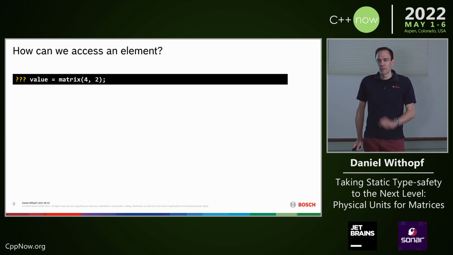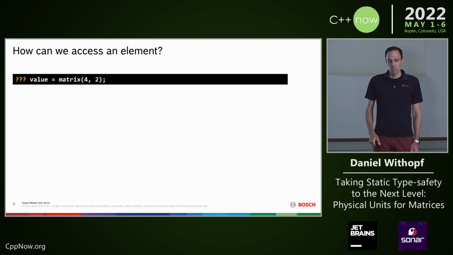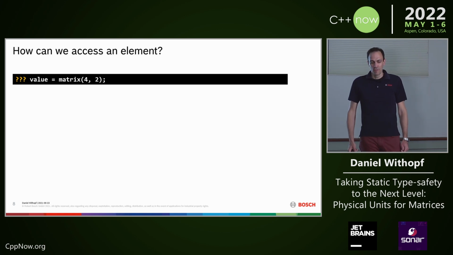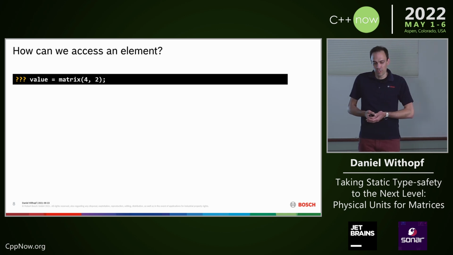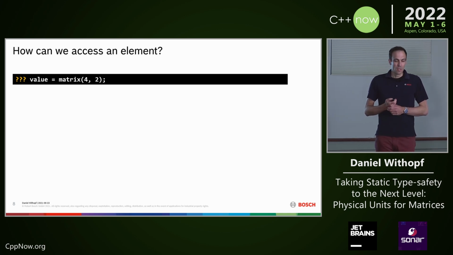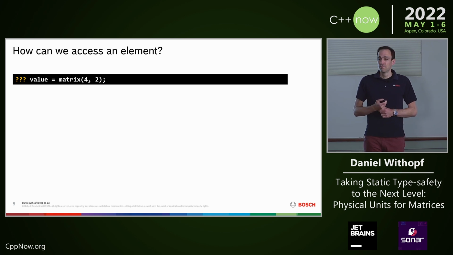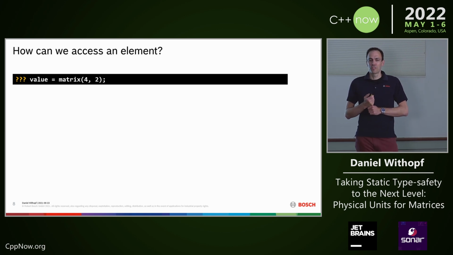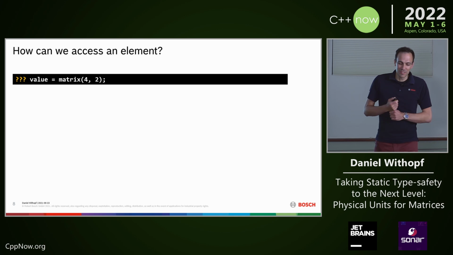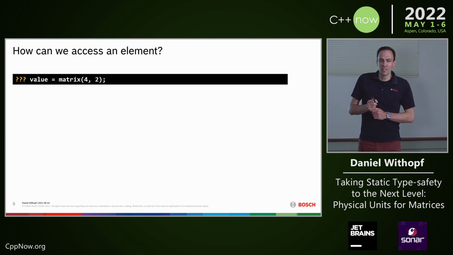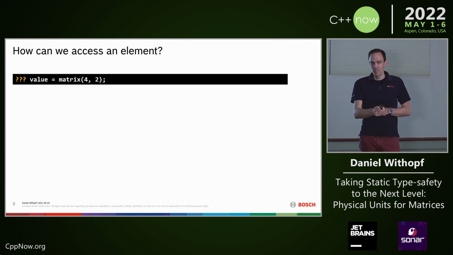Good, now let's see how can we access an element in such a matrix. Well, we simply use the function call operator and access the element at index 4 and 2. So row index 4, column index 2. Can this work? One answer was sure. Well, sure, it can work. What would be the return type? The answer was the return type would be whatever the unit is of that entry. But these are runtime indices.